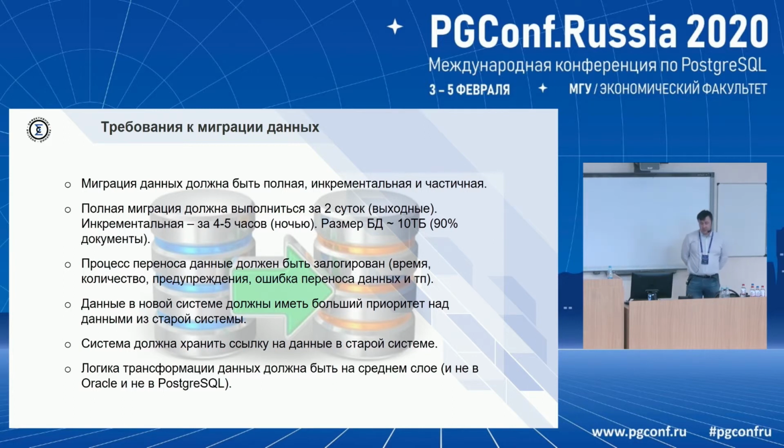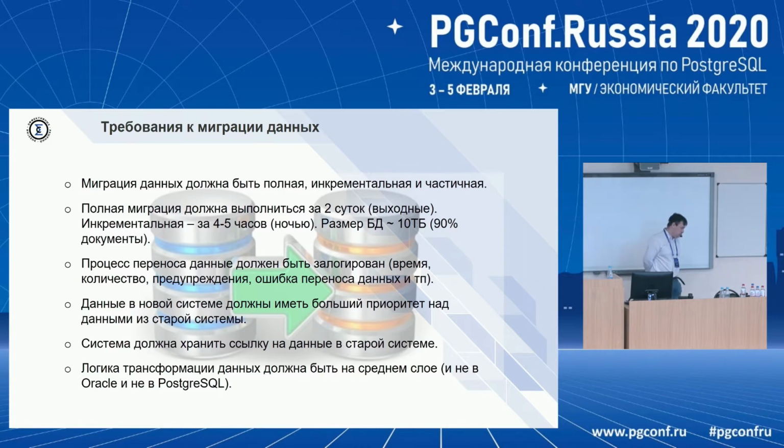The requirements for migration are that we need to make the full migration in no more than 2 days on the weekend. And incremental migration should be done in 4 or 5 hours when the user is not working with the system. And as for the size of the database, as of now, in Oracle it takes about 10 TBs. 90% of those are large documents, files, some related entities that are stored in Oracle itself and in some separate file storage or some document processing tool.